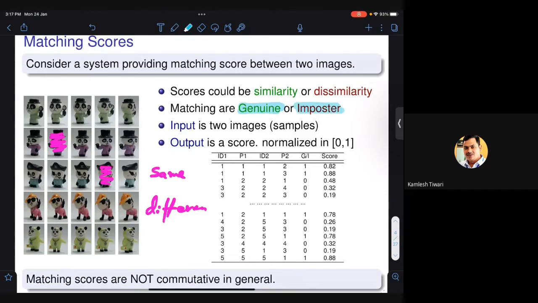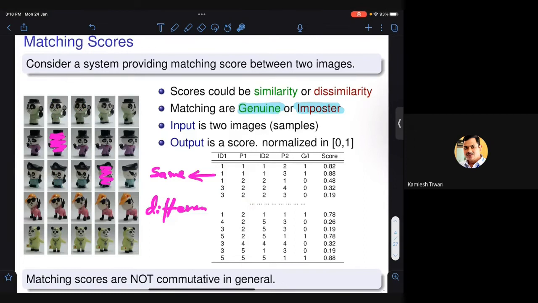About the score also, you can see that if I'm going to match the same person, let's assume the score is a similarity, how similar they are. If the two images are of the same person, the score is higher. If the images are of two different people, the score would be lower as compared to the genuine one.